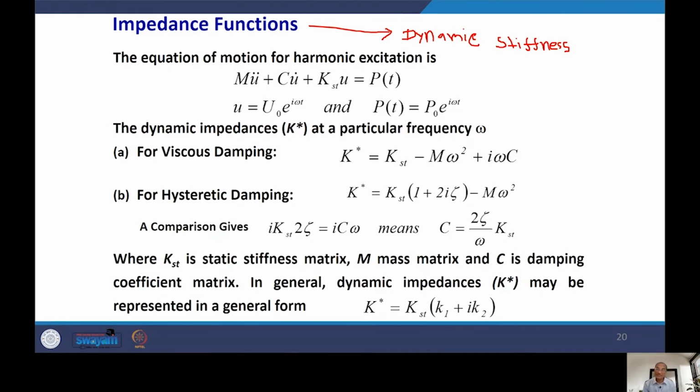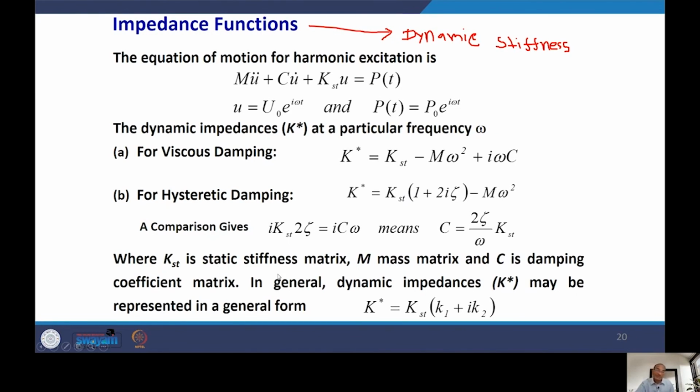You can see that c, the damping coefficient, is proportional to k_st, and of course the damping ratio and the angular frequency also come into the picture. So once you have found this damping coefficient, you can use this formulation also. But normally for soils, hysteretic damping is more popular, because it is verified with experiments.